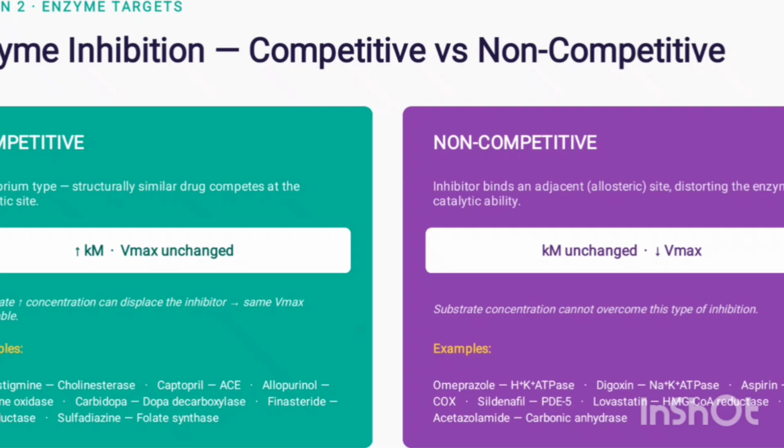This competitive inhibition is of two types again: equilibrium type and non-equilibrium type.